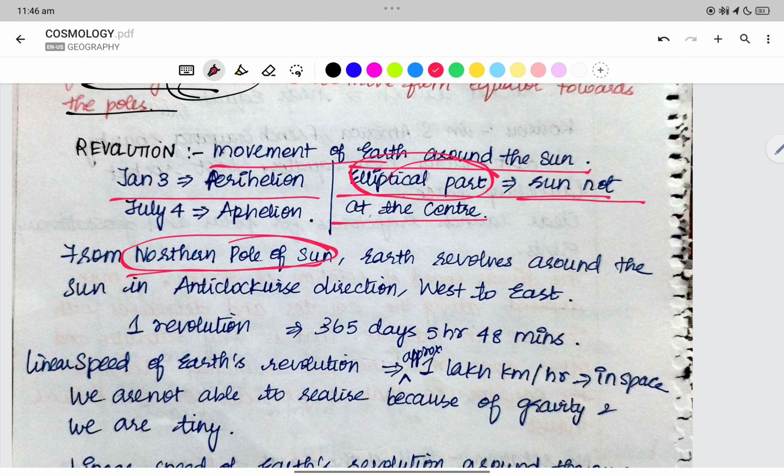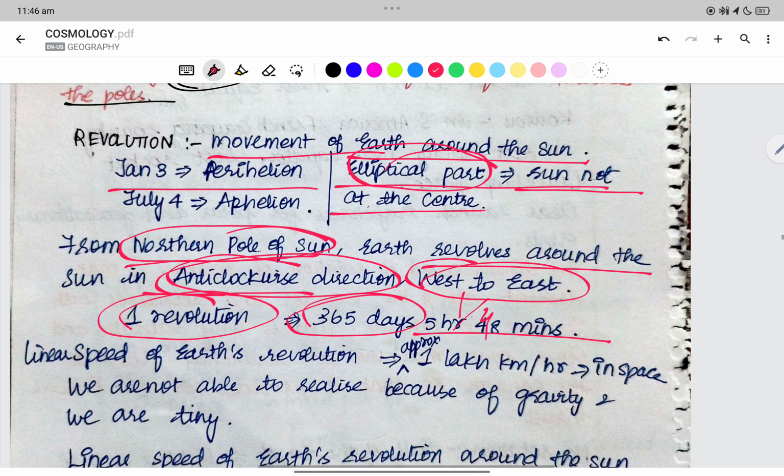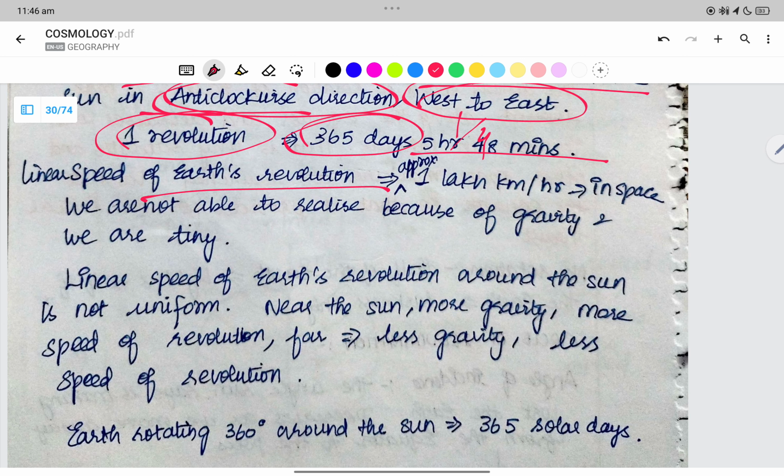From the northern pole of the sun, the earth revolves around the sun in the anti-clockwise direction from west to east. One revolution is 365 days, and one-fourth of a day is 5 hours 48 minutes. Linear speed of the earth's revolution.